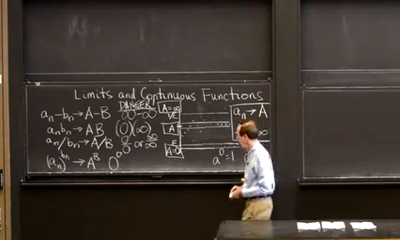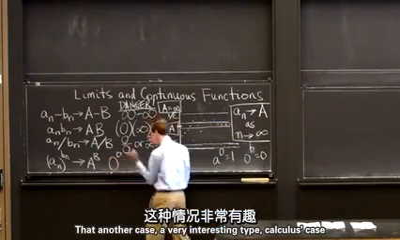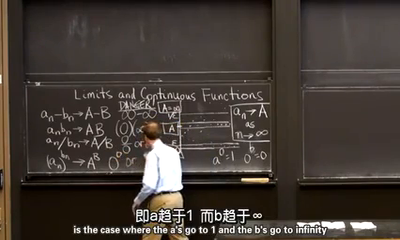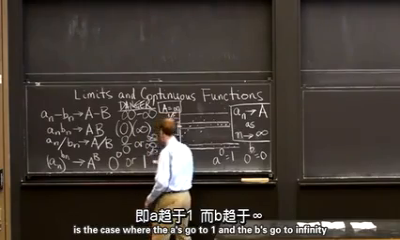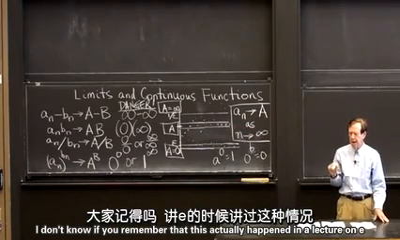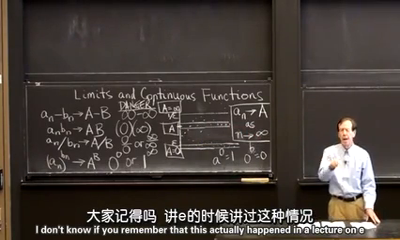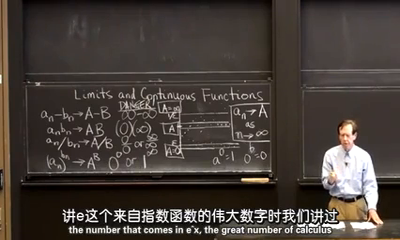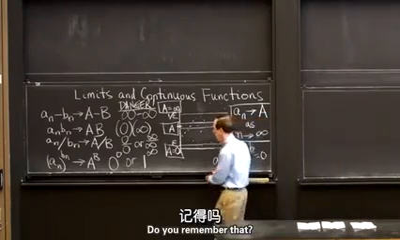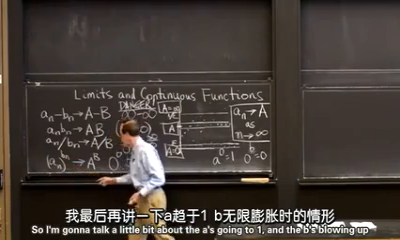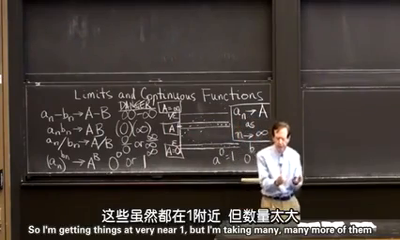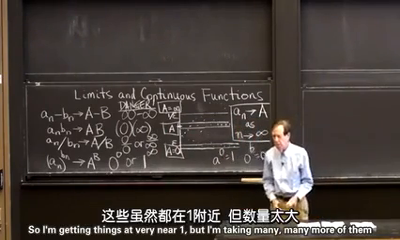And you have to allow me, because I have to finish this list, and I only have one more to tell you, another very interesting calculus case: the case where the a's go to 1 and the b's go to infinity. I don't know if you remember that this actually happened in the lecture on e, the number that comes in e to the x, the great number of calculus. So I'm going to talk a little bit about the a's going to 1 and the b's blowing up. So I'm getting things that are very near 1, but I'm taking many, many more of them.